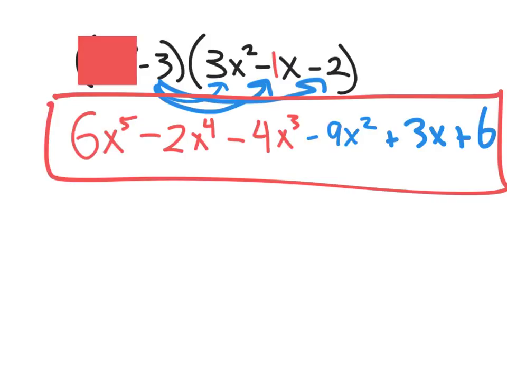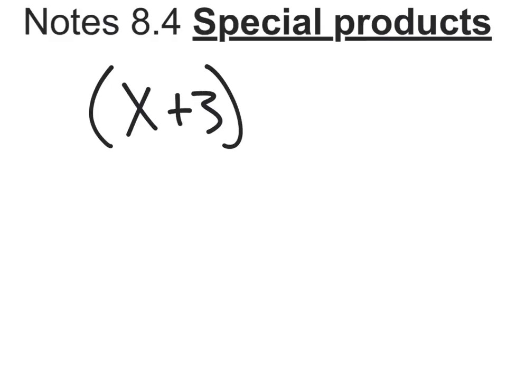Let's move on to today's lesson. 8.4. Please write this down. Special products. Now, what we mean by special products is when you multiply a binomial with itself, right? So let's say we had x plus 3 squared. This is what we would consider a special product. Now, there are certain patterns that we're going to go over, memorize, and apply. But you don't have to apply these patterns that we're going to be talking about. You could just write it out and do it the way we always do.